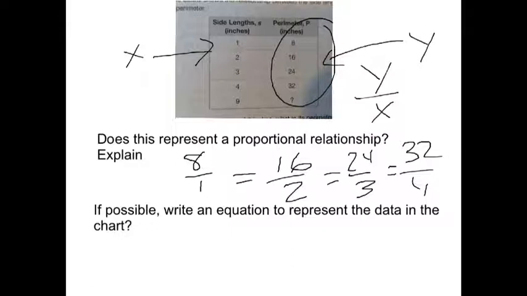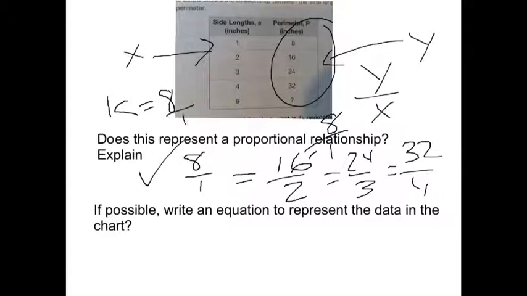So in this case, because 8 over 1 is the same as 16 over 2, is the same as 24 over 3, is the same as 32 over 4, they are all equal, so it does represent a proportional relationship. If I reduce all of them, I get a constant unit rate of 8 over 1. So my k in this case, my constant of proportionality, is going to be 8, or 8 over 1.